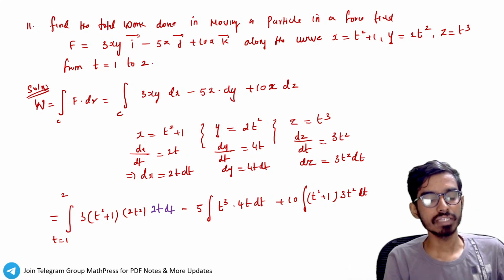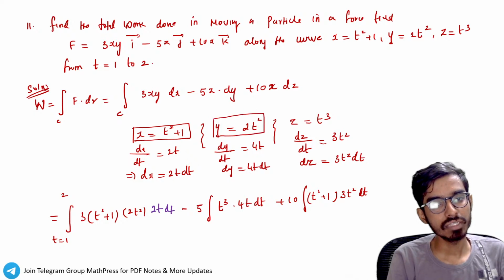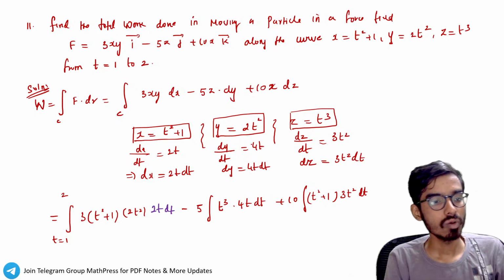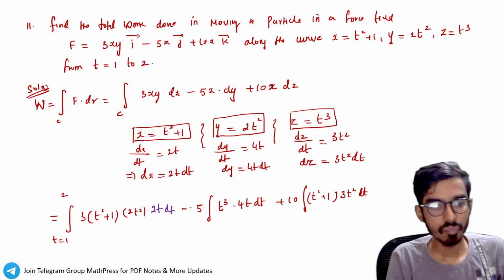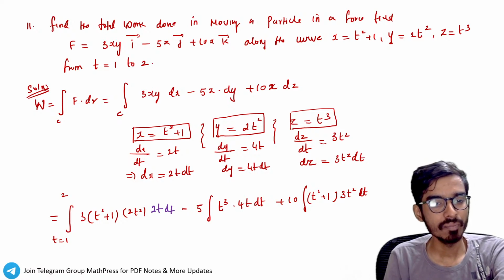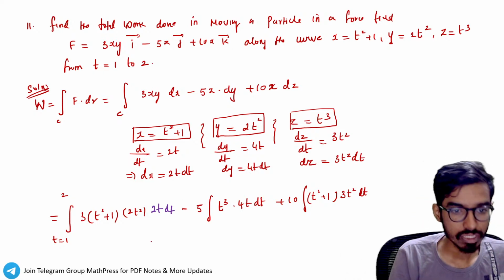Right, so I'm just converting, I'm just using this. You just put x is t square plus 1, y is 2t square, z is t cube. From now on you can easily do this, right? It's a normal integration. So multiply every term and then integrate this. So we'll get the answer to be 303.